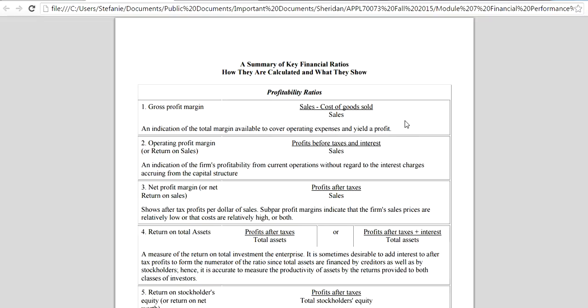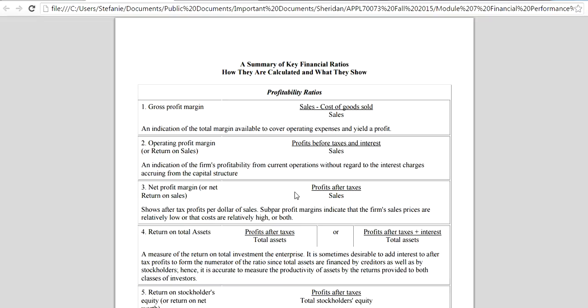If we look at gross profit margin as an example, it's sales minus your cost of goods sold, divided by sales, and it's an indication of the total margin available to cover operating expenses and yield a profit. So what does that mean? How much money do we have left over after we've spent on our cost of goods sold to pay our expenses, our salaries, our wages, insurance, depreciation, all of these things? How much money is left over to cover our operating expenses? So it's obviously a really important and one of the most commonly used performance ratios in all businesses.